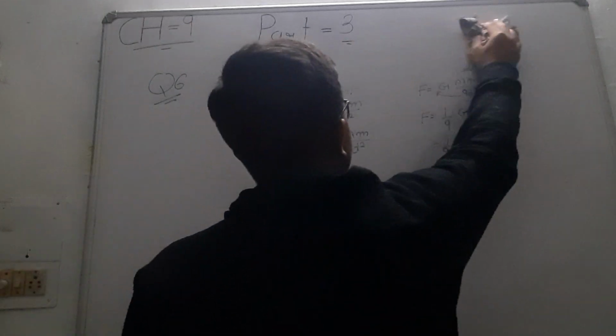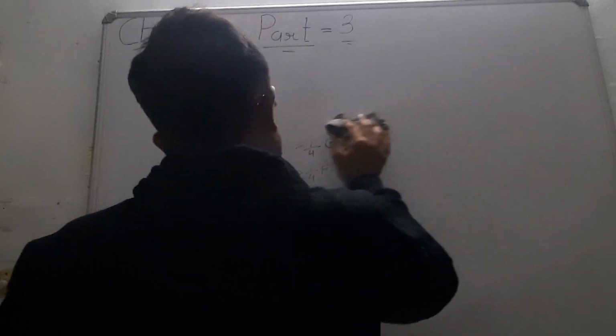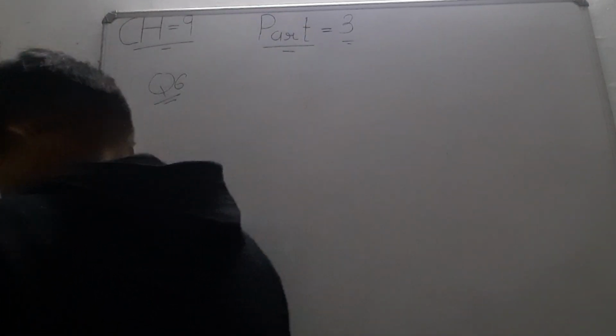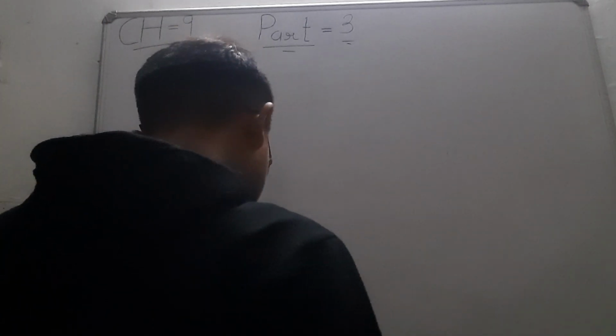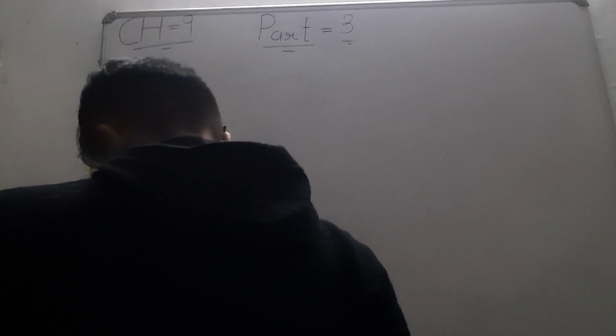Let's move ahead to part 3. What have they told in part 3? Let's quickly solve it. The mass of both objects is doubled.